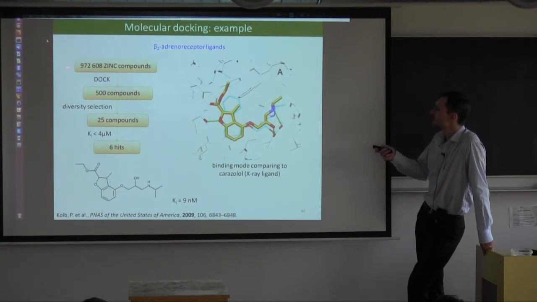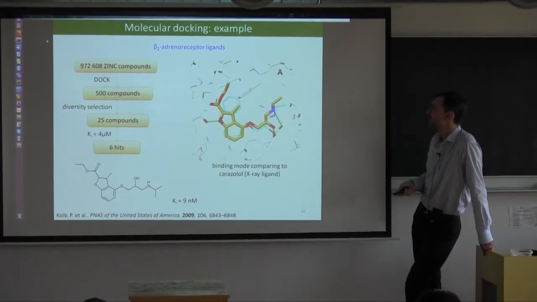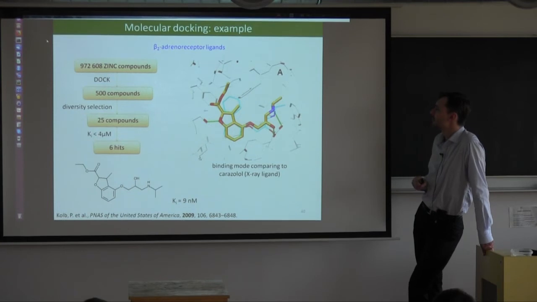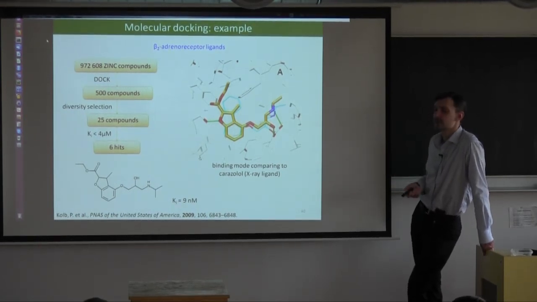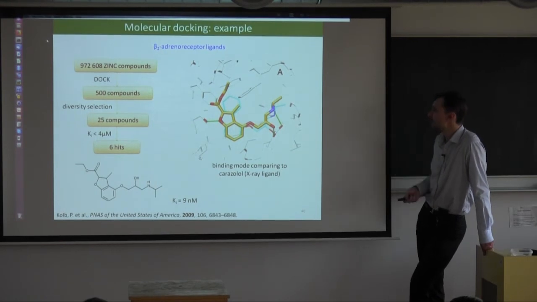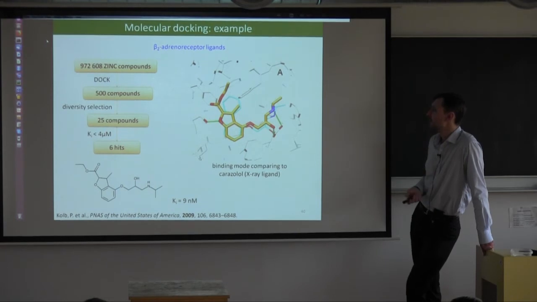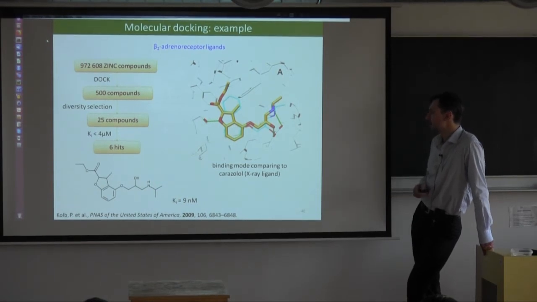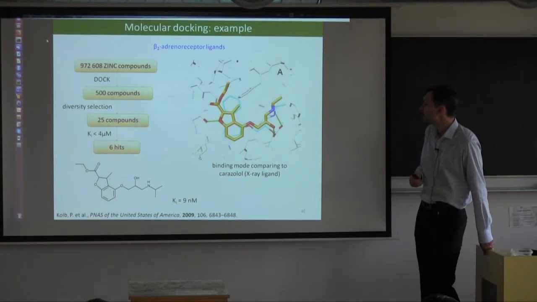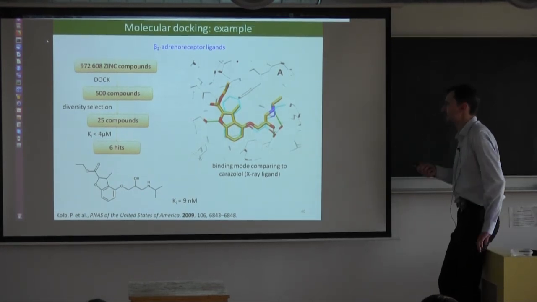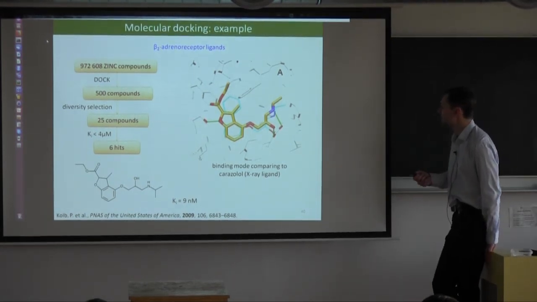They used docking software, selected the 500 top-scored compounds, then selected just 25 of them for further validation. For 6 of them, the binding constant was quite high, and one of the compounds had nanomolar activity. So that's a really perfect result, I would say, from docking. This is a really viable strategy, and you can use it.